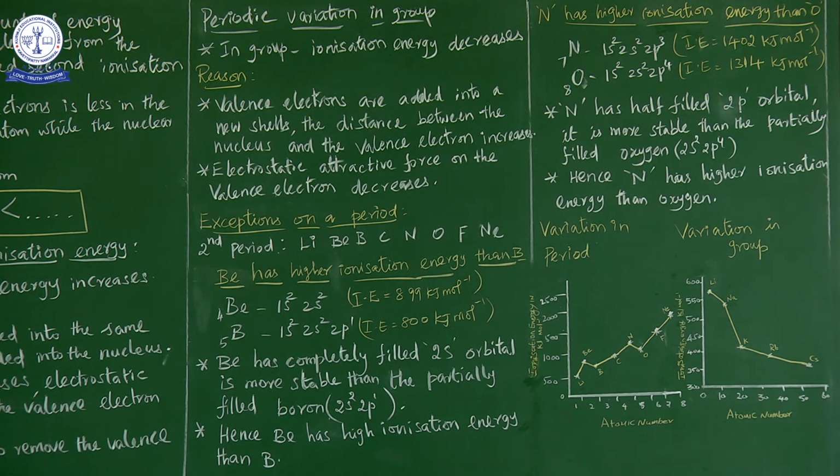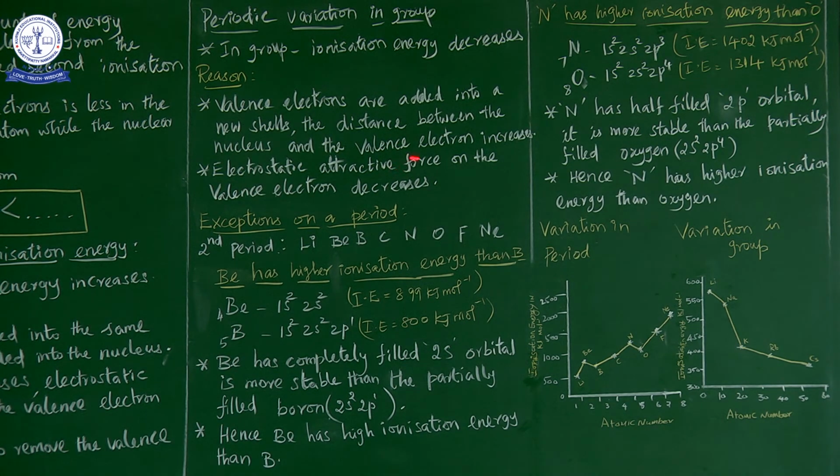So in lithium 2s1. For sodium 3s1. So sodium, potassium 4s1, rubidium 5s1. So new shells are entered. So the valence electron, the last electrons, are added into new shells. அப்போ new shells add ஆகும்போது the distance between the nucleus and the valence electron increases.